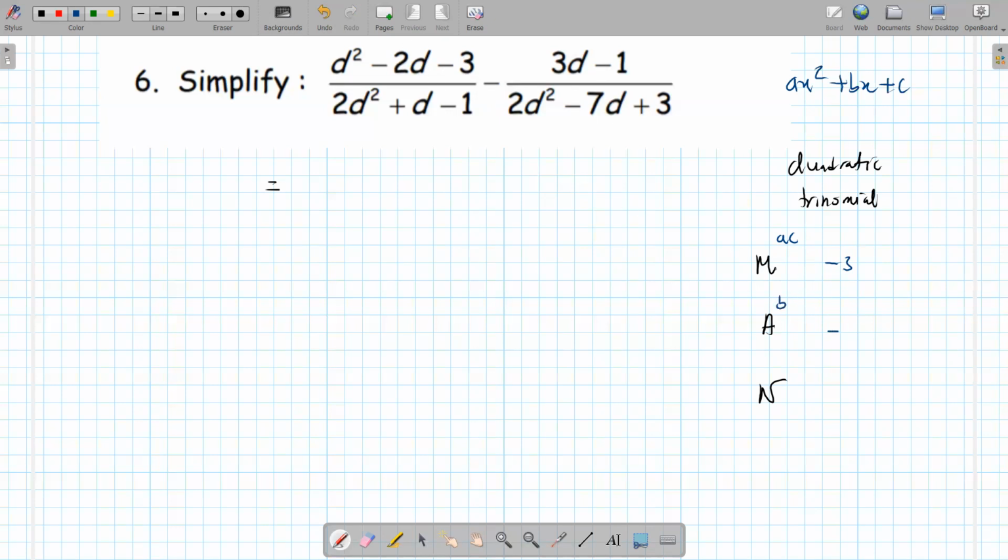What's the B value here? Minus 2. So tell me, what are the 2 numbers? When you multiply them, you get minus 3. When you add them, you get negative 2. 1 and minus 3? Yeah, that works. So those are our 2 numbers. The coefficient of the quadratic here is 1. The leading coefficient is 1. So this automatically factors into D plus 1 times D minus 3. Okay, that's one of them. And then you just do it for all of them.